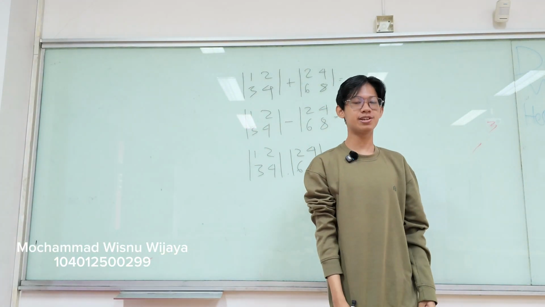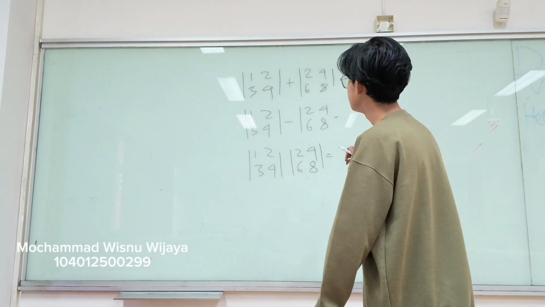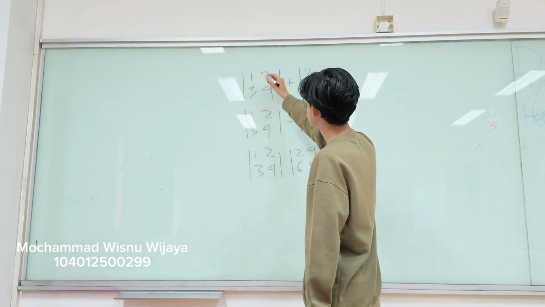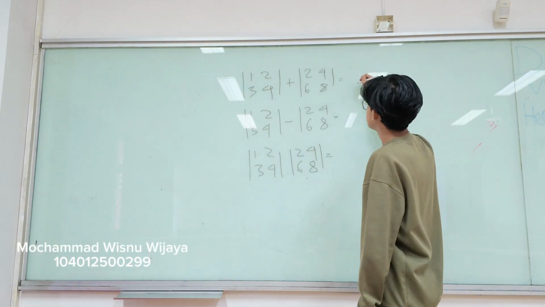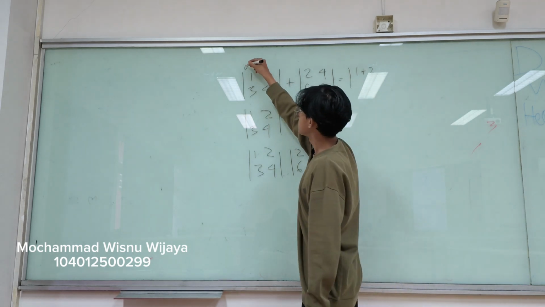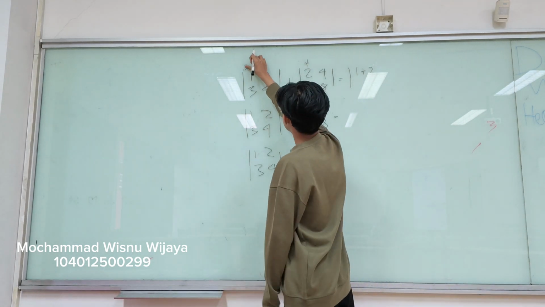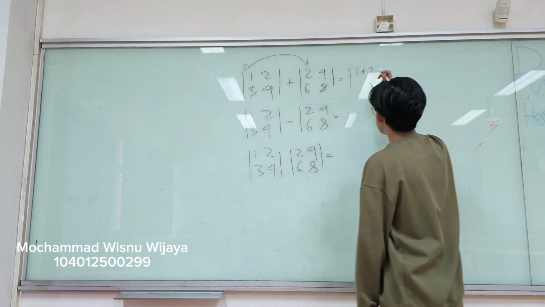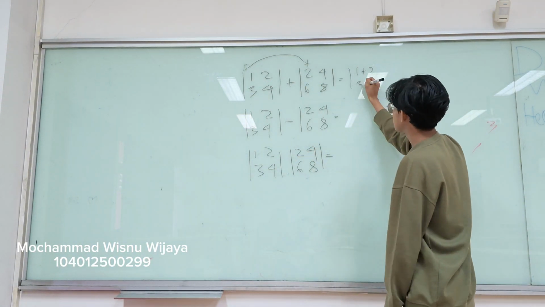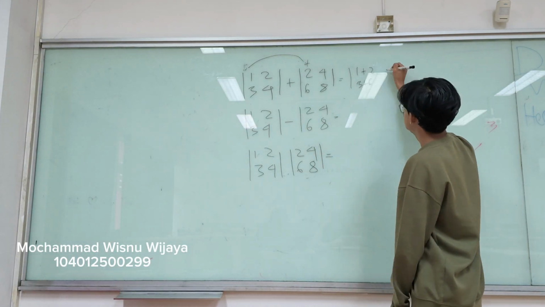Okay, I'm Wisnu, and today I'm talking about matrix. First is plus matrix, 1 plus 2. This is 1 plus 2. One column here, 2 plus in here. And second is 3 plus 6, and 2 plus 4.